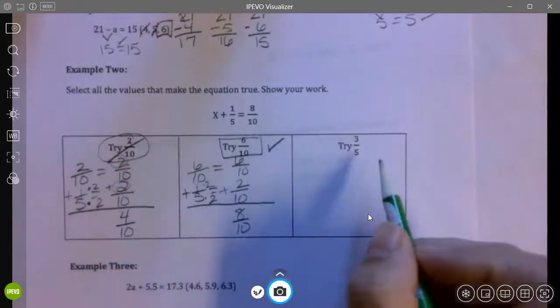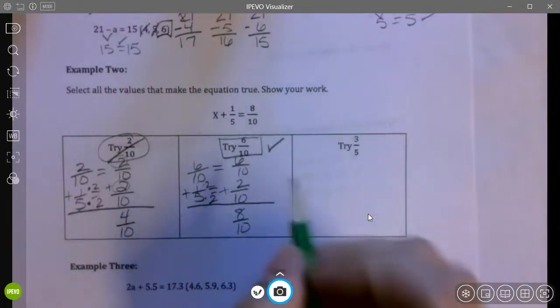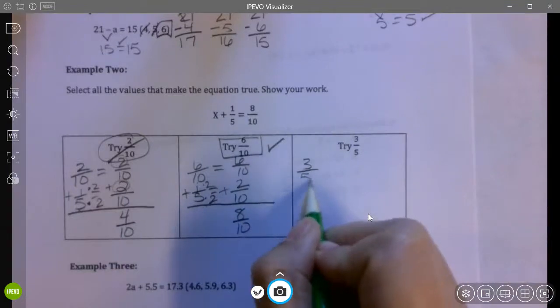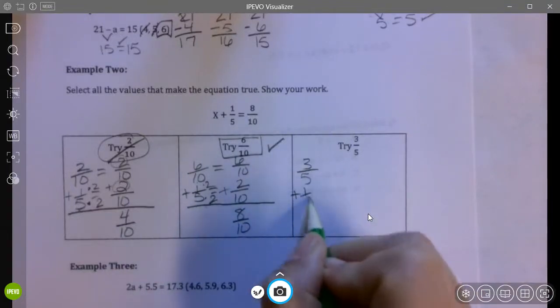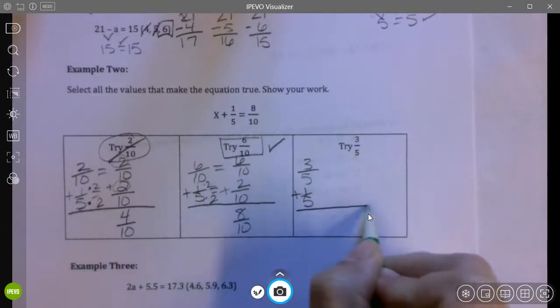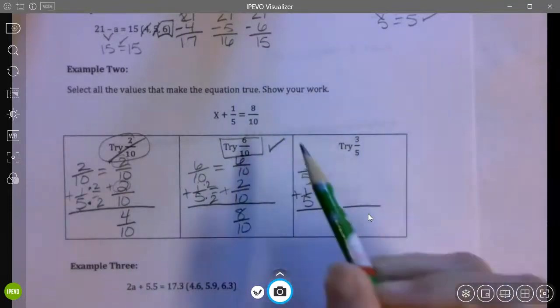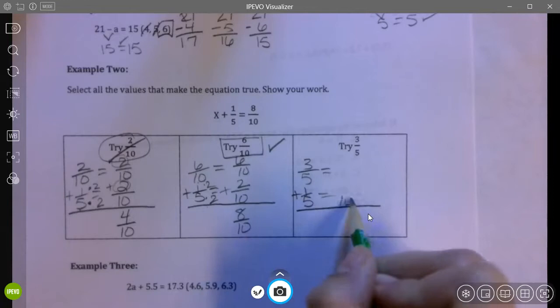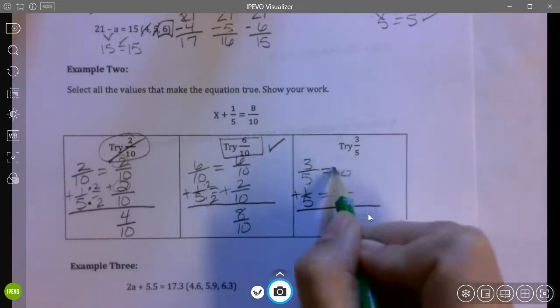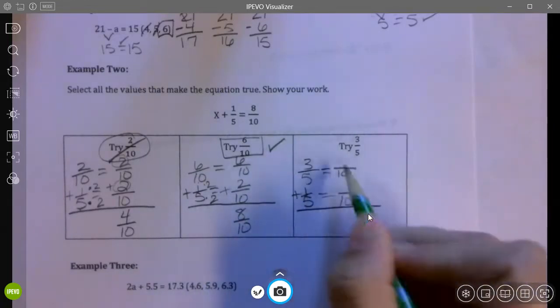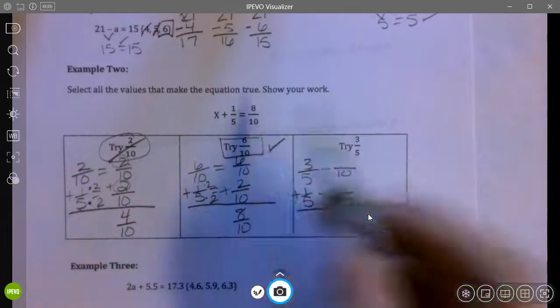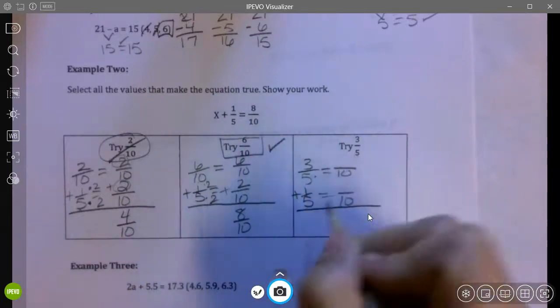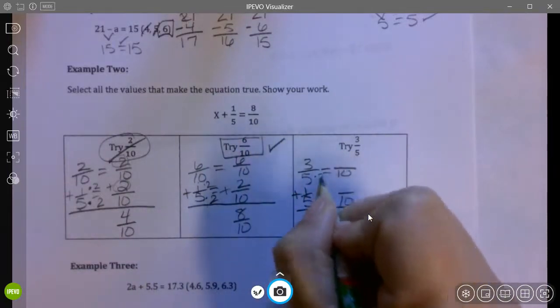Now let's go to my third box. It's saying that 3/5 plus 1/5 should equal 8/10. Well, since it's asking me in tenths, I want to go ahead and turn these fractions into the same denominator as my answer. And both of these go into 10 2 times.